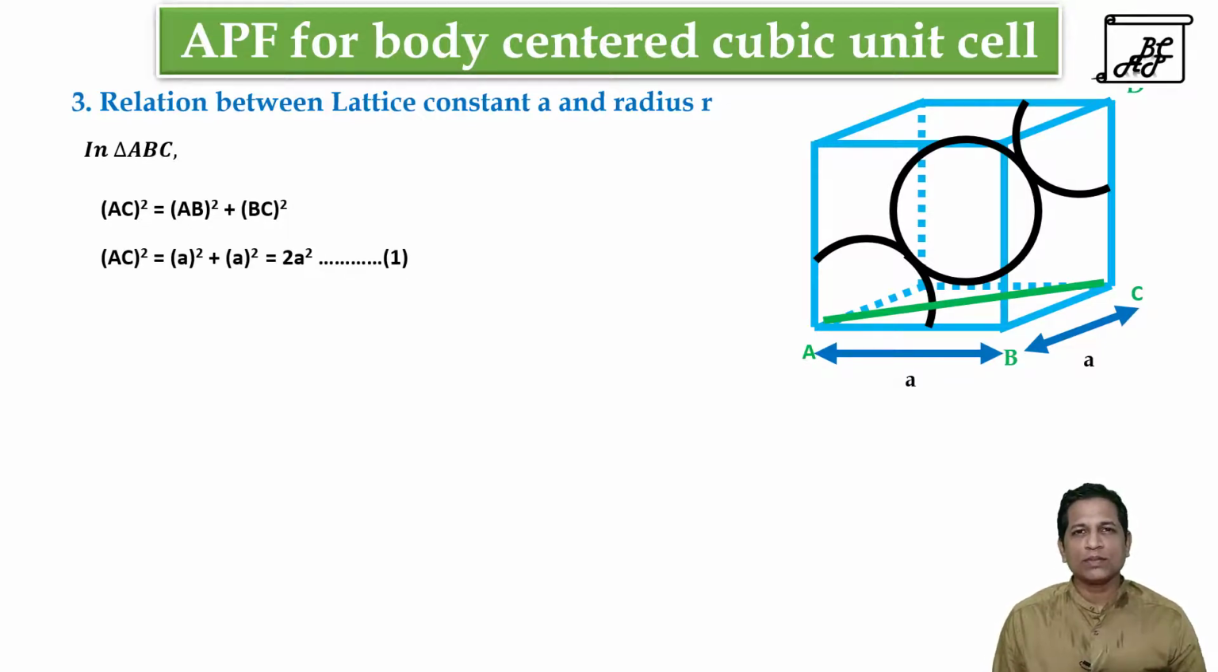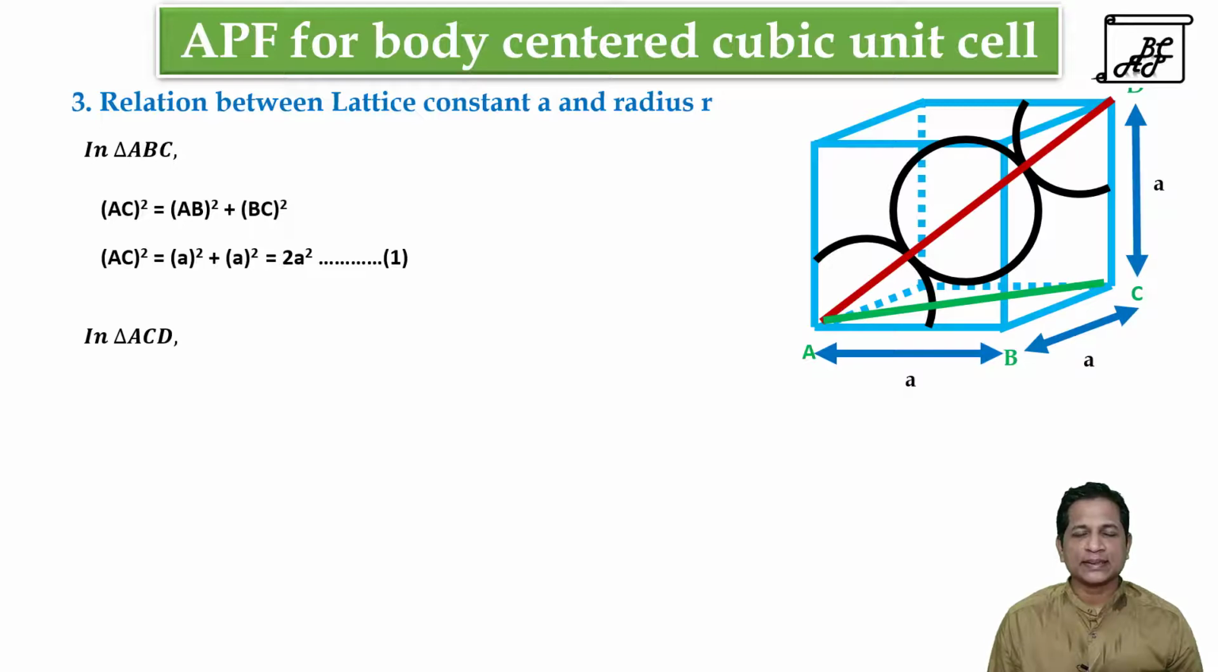Now using this, we will find out the body diagonal AD. To find out the value of AD, consider a right angle triangle ACD, in which CD is the length of the edge of a cube denoted as a. According to Pythagoras theorem, AD square is equal to AC square plus CD square. Let's substitute the values of AC and CD. We will find out AD square is equal to 3a square.